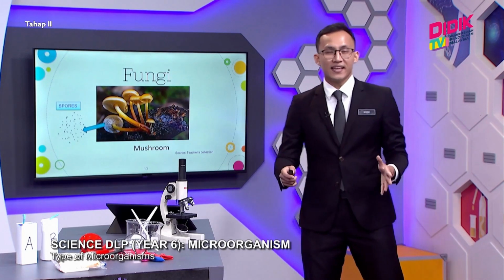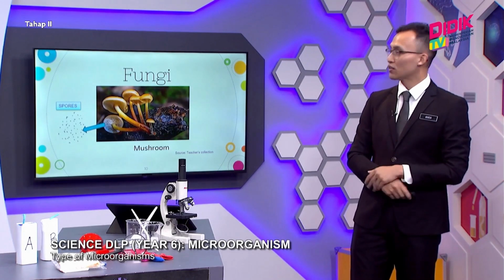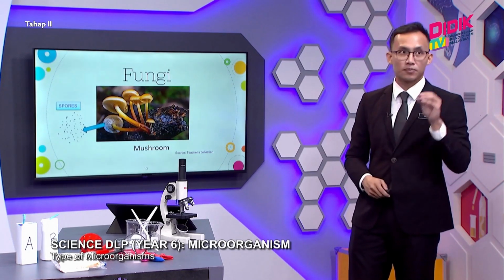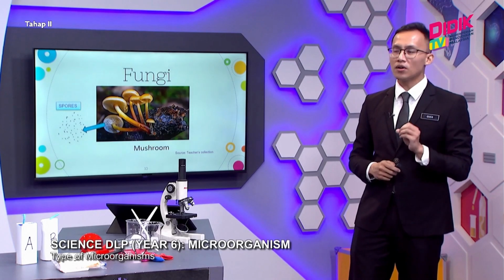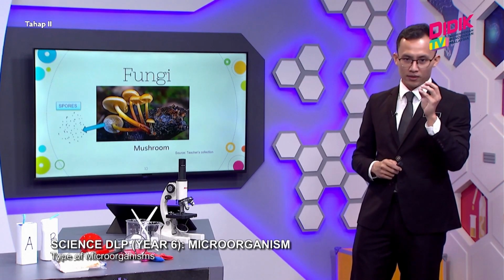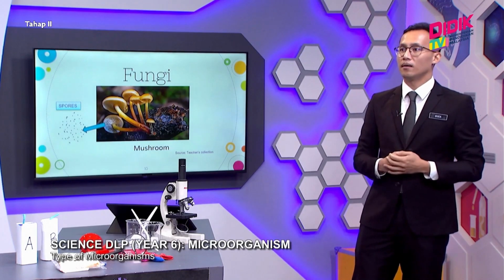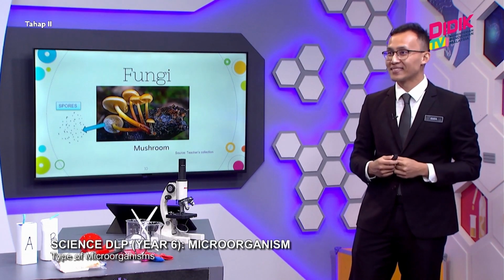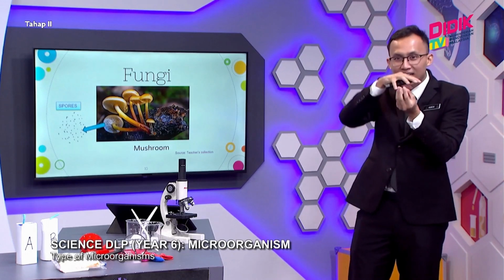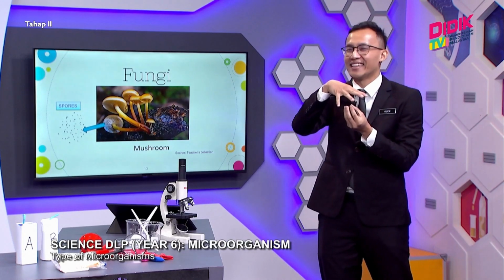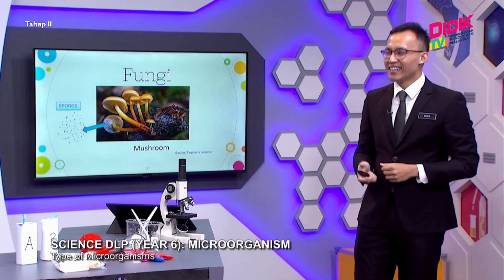As you can see from the picture here, there are spores. These spores are used by the fungi to reproduce into more mushrooms. And they hide underneath the little umbrella of the mushroom. Okay, thank you.